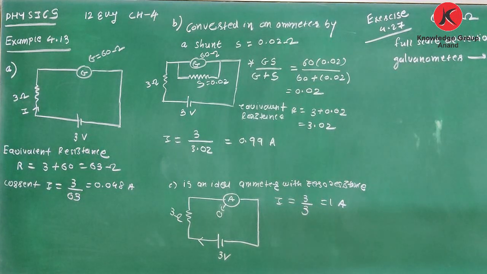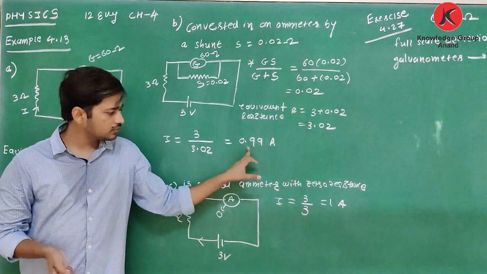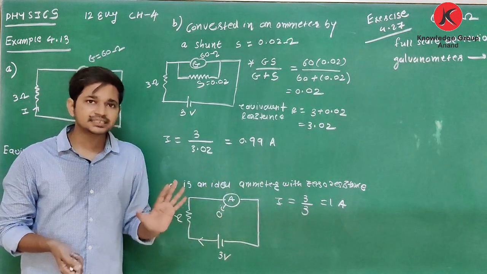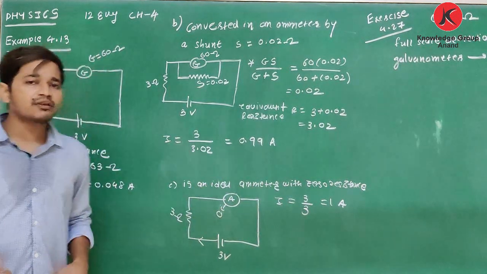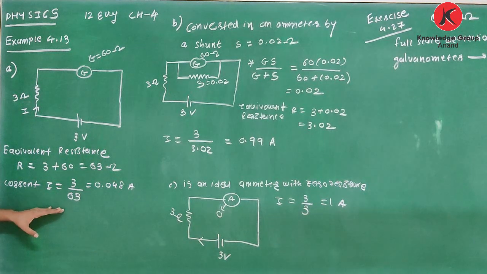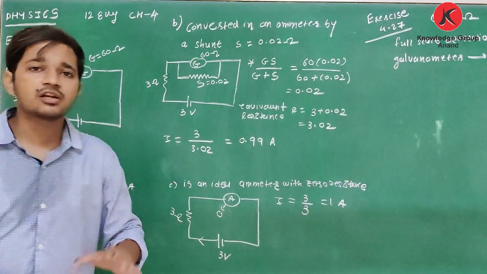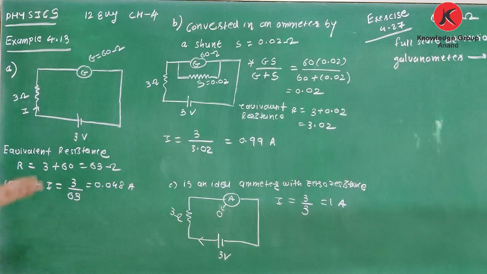Clear about this? See, what is the difference between these two? They are nearly the same. But when we use only the galvanometer, we cannot measure the actual current flowing through it. Clear about this?